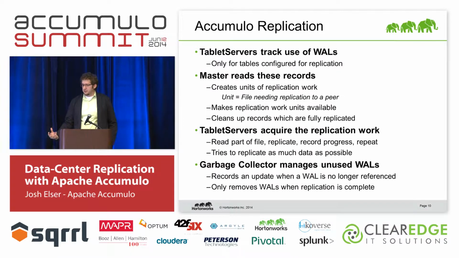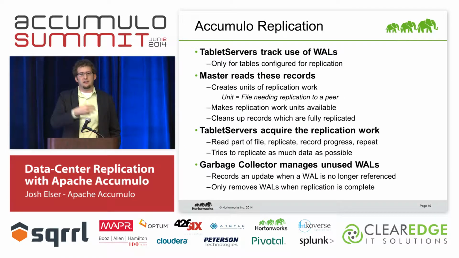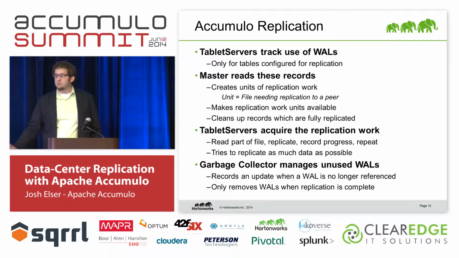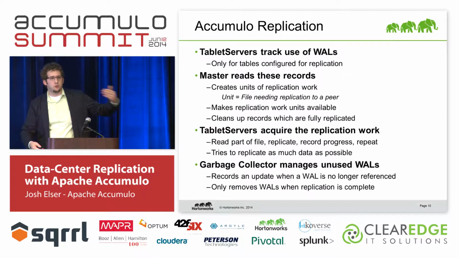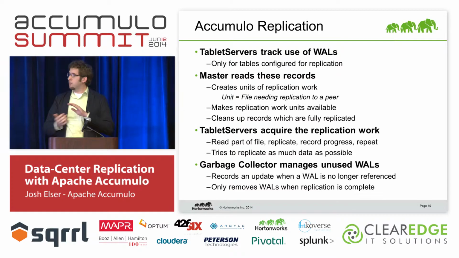Really what this boils down to is each write-ahead log file, like I said, we're tracking it for a table on that primary system. We know that write-ahead log needs to be replicated to some number of peers. We don't really care which yet. So the master is what's going to come along, read these records, and say, all right, I know this local table is going to go to some other table on this peer, another table on this other peer, and another table on this other peer, right? So we're going to enumerate all the possibilities of our source to our destinations.